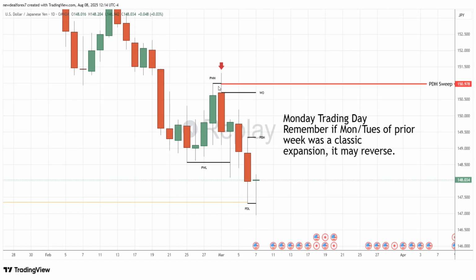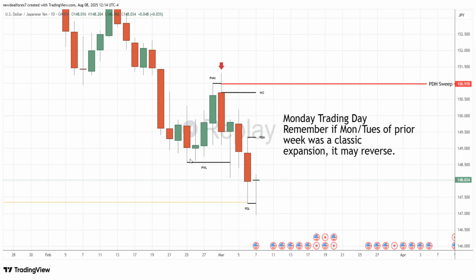So that's why I trade Mondays, because you see here the prior day. This was the prior week low right here. So if this is Monday, this is Friday, Thursday, Wednesday. This is Tuesday. Tuesday made the low of the week.